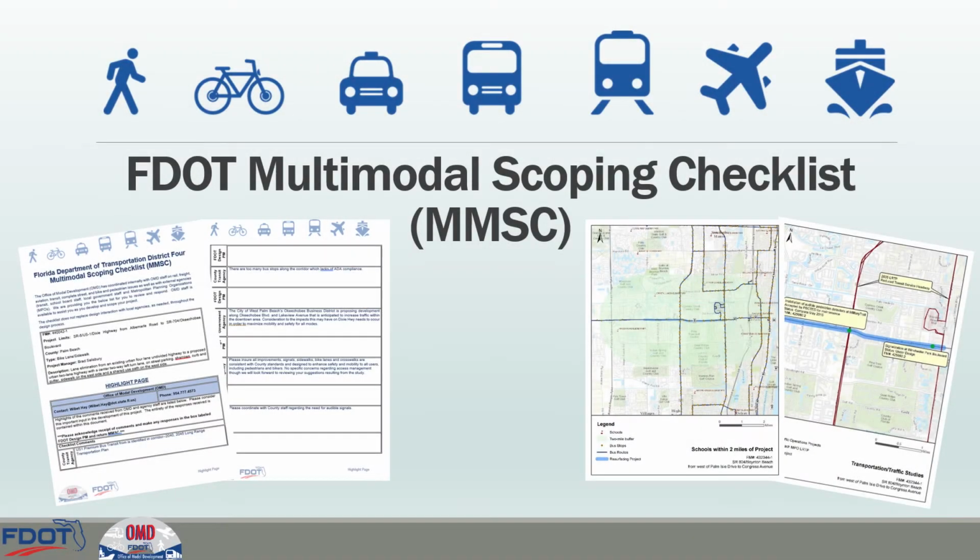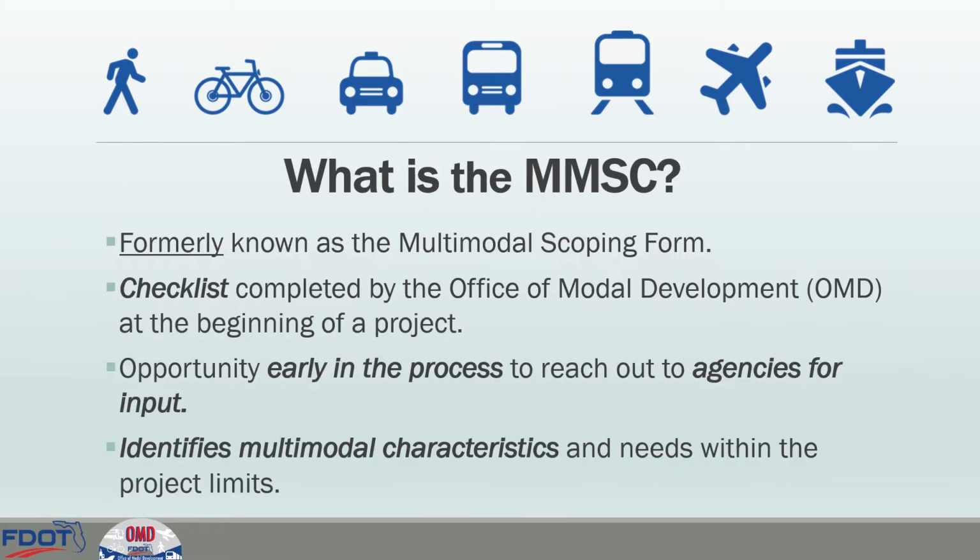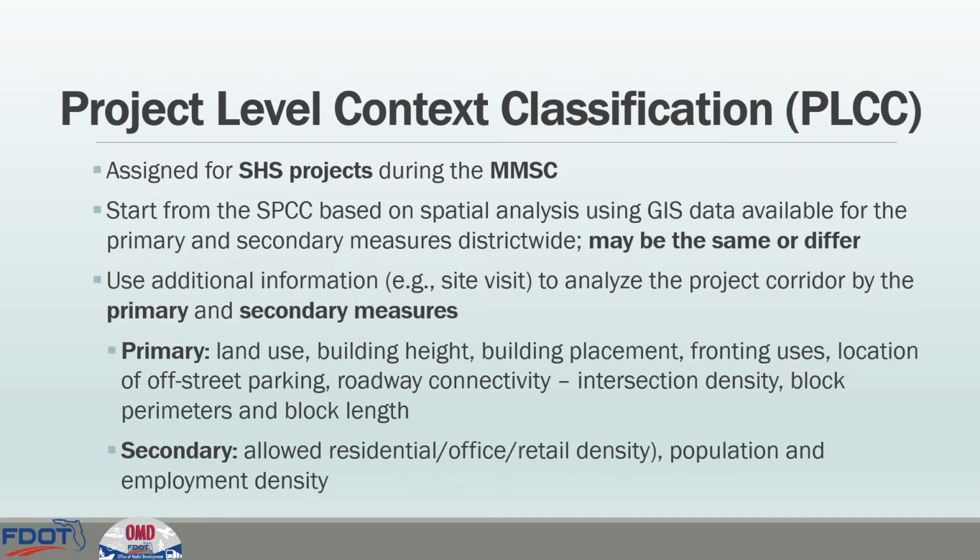District 4 identifies project-level context classification, or PLCC, for projects during the multimodal scoping checklist process, which is a tool for FDOT to identify transit, railroad, aviation, freight, bicycle, and pedestrian facility needs within the project limits for consideration by design project managers early in the project scoping process. The PLCC begins with a review of the System-Wide Provisional Context Classification, or SPCC.